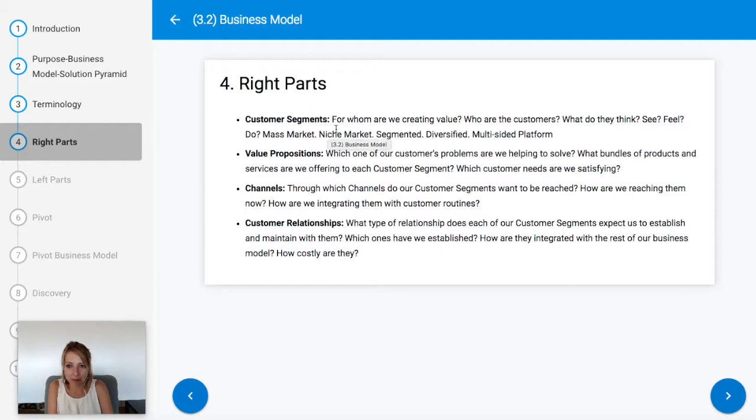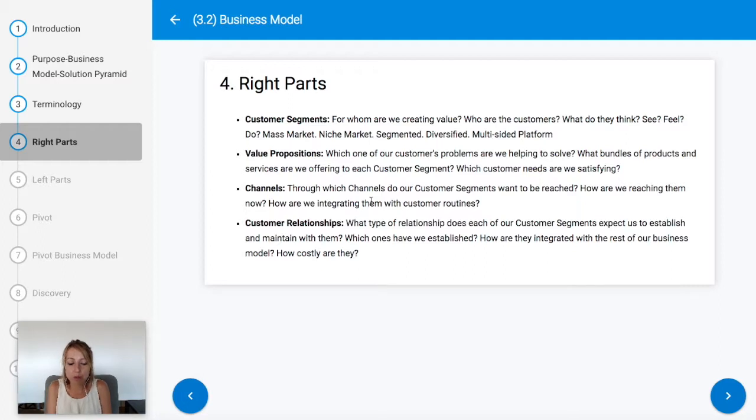Customer segments. Customer segments are the people for whom we are creating value. For me, it is the first step. You have to think about that, because if you don't know who your customers are, how they think, what they see, how they feel, what they do, you are not going to be able to offer them a value proposition, a proposition that really has value for them.